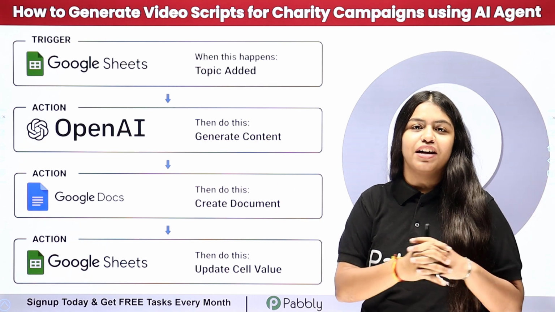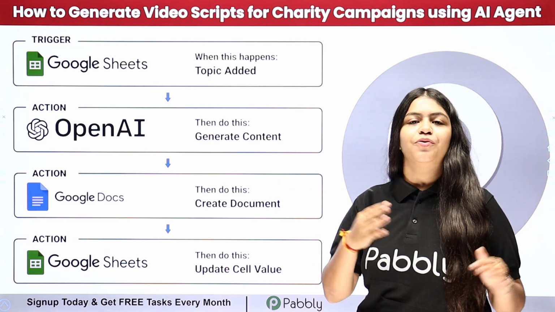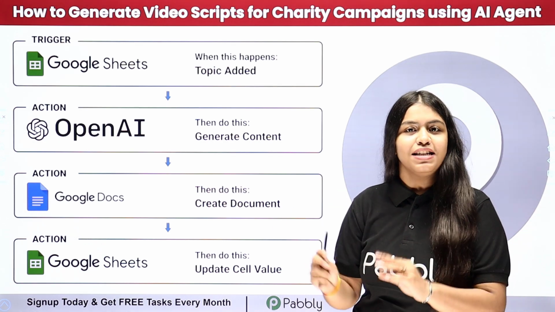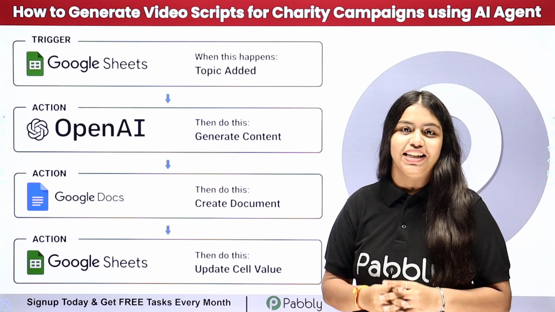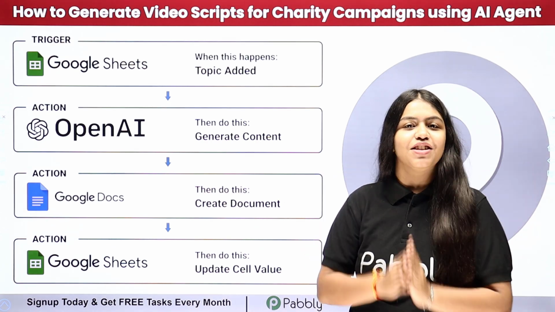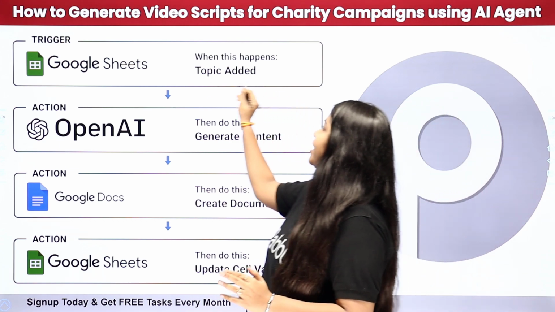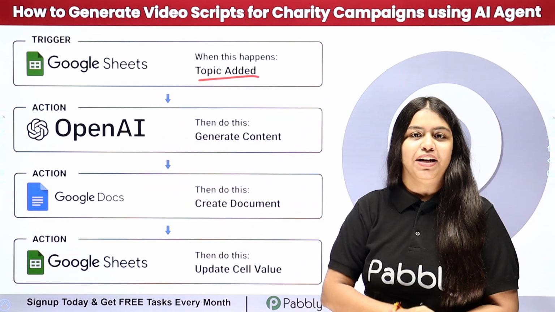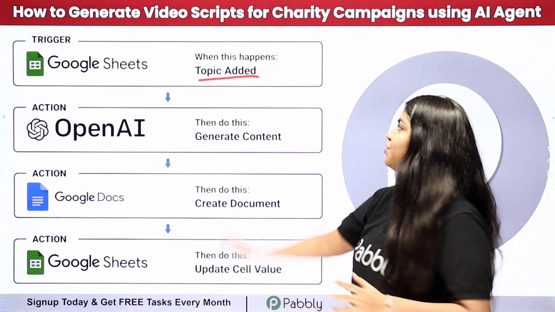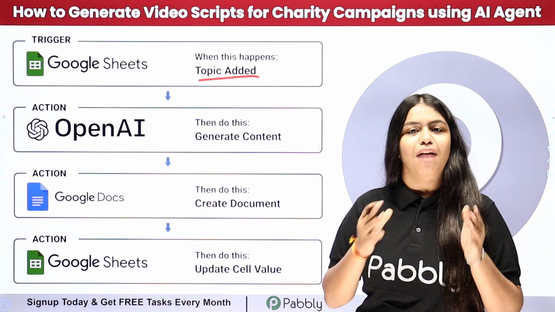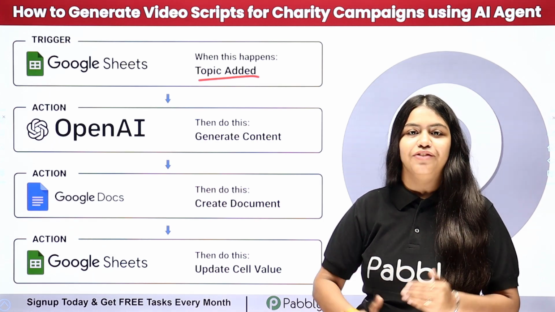So over here I'm running a charity organization and we used to frequently create video scripts. But this is such a time consuming and tedious process if we do it manually. But if we automate this process, it is very easy. And to automate this process, what I've done is I've created a spreadsheet where I've added the details of my campaigns. And what will happen is that as soon as I add the topic or the details of my campaign in my spreadsheet, automatically my AI agent is going to generate the video script.